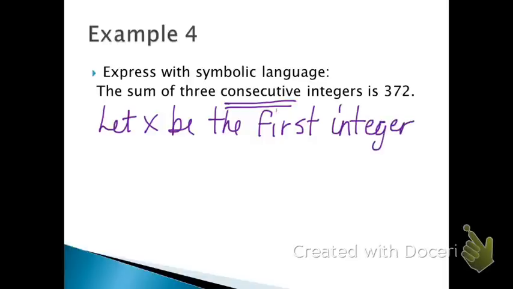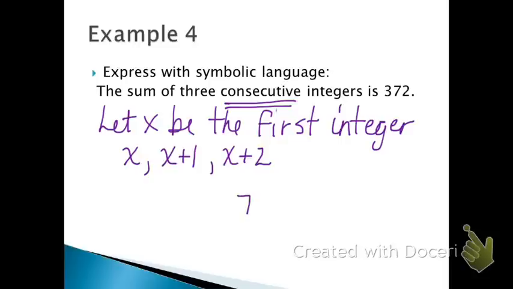Okay. So if x is the first integer in the sequence, what are my consecutive integers? Well, the first one would be x. To find the next one, I could just take x and add 1. It would be x plus 1. And then my third integer would be x plus 2. So no matter what x is, that's all 3 of my integers.